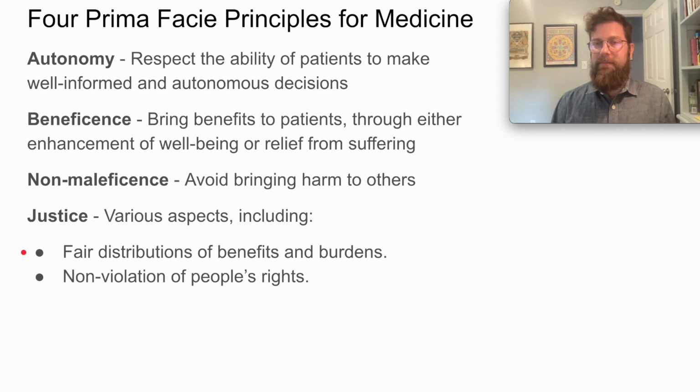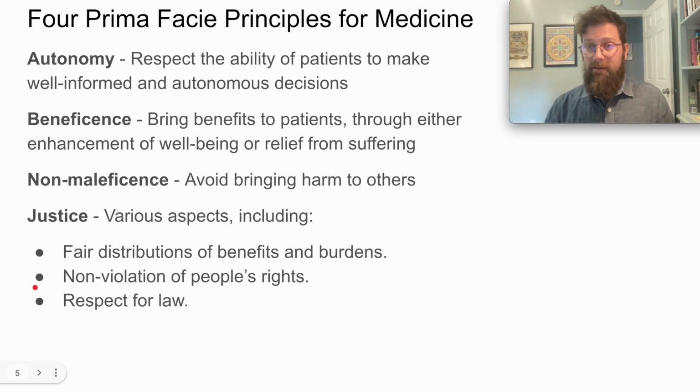But we might also talk about justice as non-violation of people's rights. So for instance, we could talk about it as an injustice if an eligible citizen was blocked from their right to vote. Right? That would be a violation of that person's rights. So we would say that part of justice is figuring out what people's rights are and then making sure that those rights are not violated.